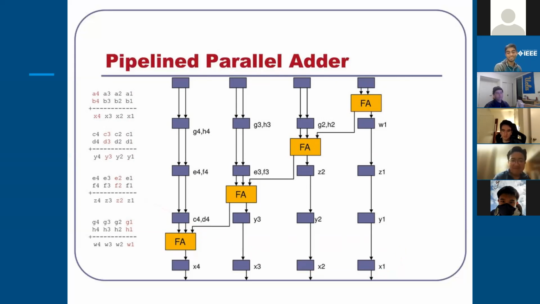What are the purple boxes? Can someone answer that? Like buffer registers or something?